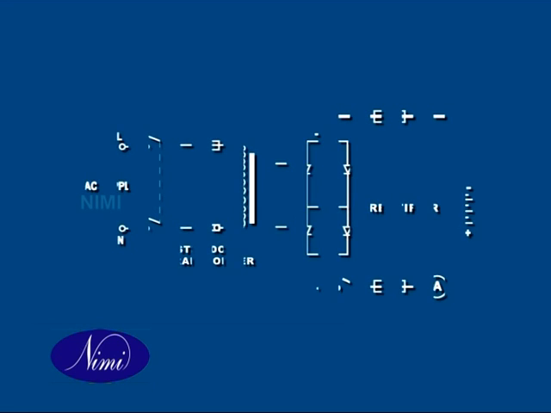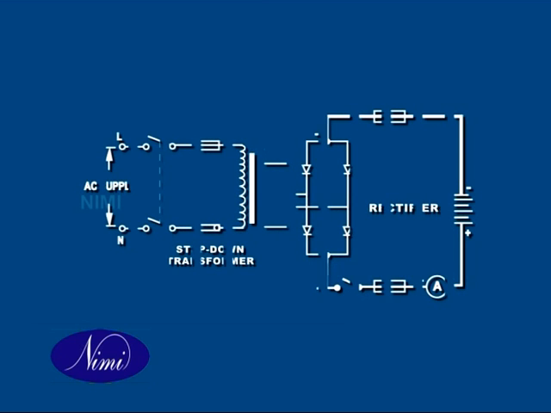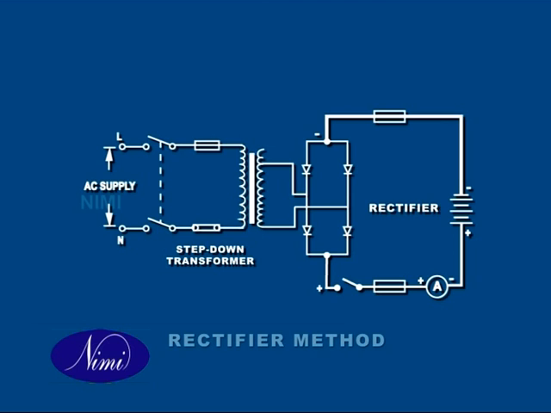Rectifier method. A rectifier for battery charging is generally made of diodes connected in the form of a bridge. A transformer is used to step down the AC voltage to suit the rectified DC battery voltage. A meter, voltmeter, switches and fuses are also used in the rectifier circuit.